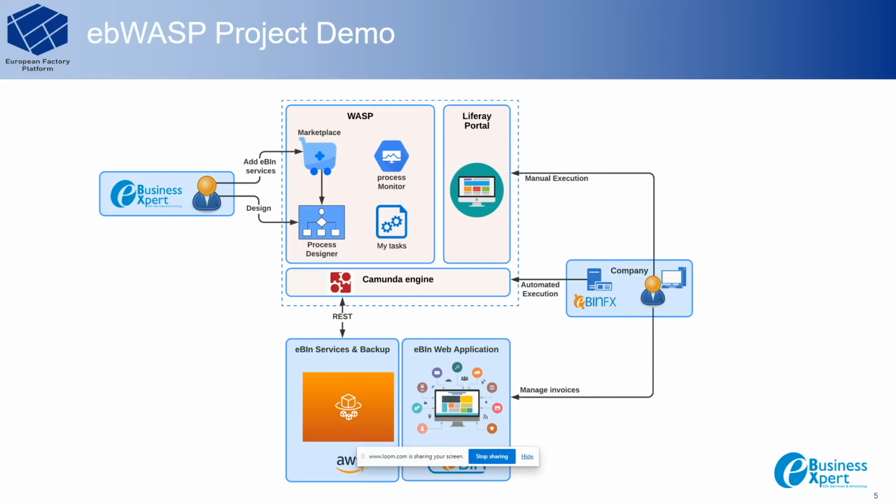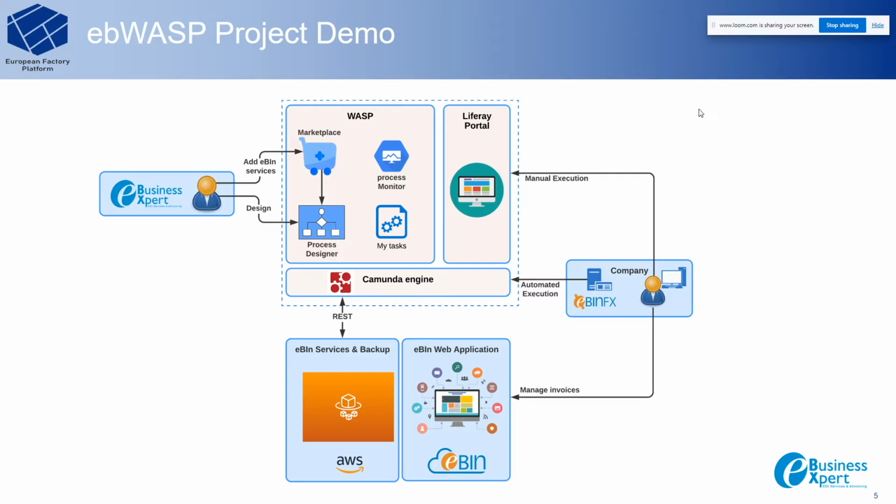Let's summarize what we have seen in the demo. On the one hand, we have the WASP system, and the WASP system is where the workflows are defined by the designer, and these workflows reflect how the company will be communicating the electronic invoices.